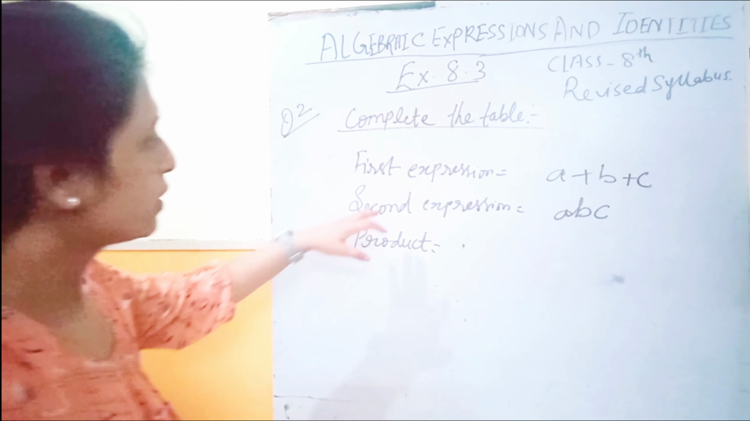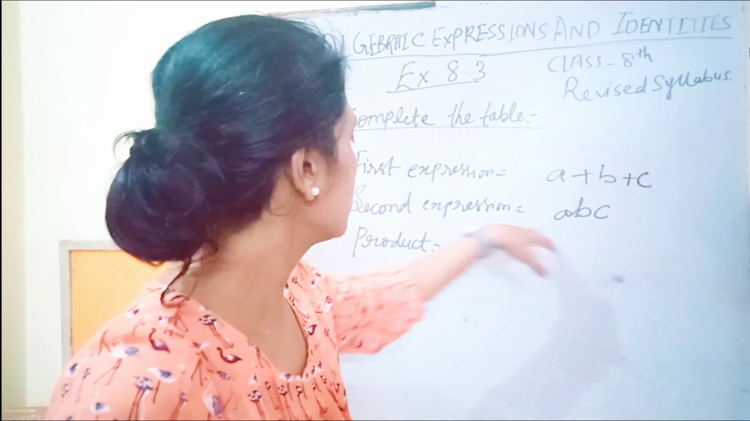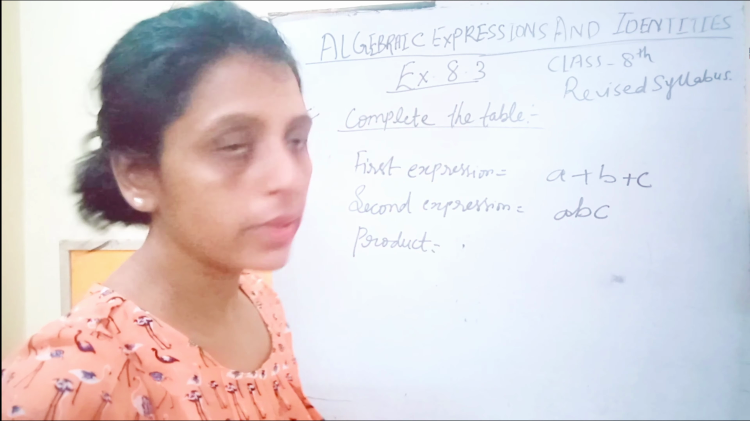So the product is 4p raised to the power 4 q square minus 4p square q raised to the power 4. Okay children? In the last part we have to multiply the expression a plus b plus c with the second expression a b c.